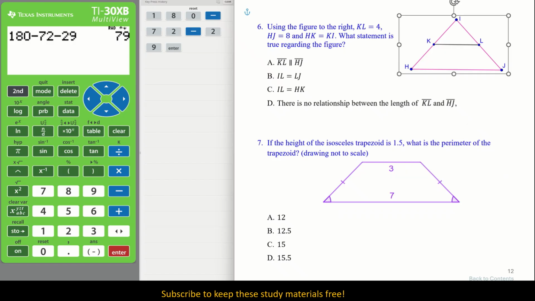Using the figure to the right. Okay, I can see where they're going here. KL is 4, so let's label this 4 here. All right, great.